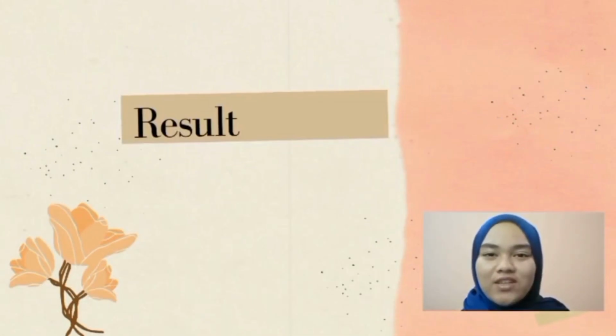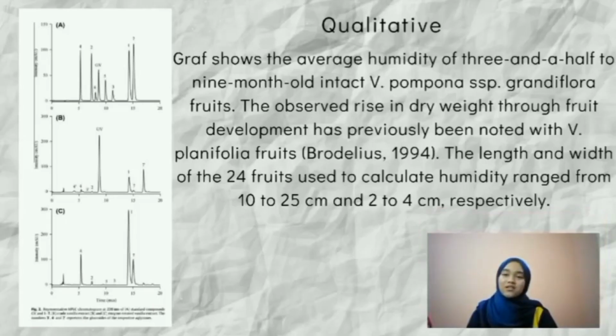Now, I will continue with the results. This is a qualitative result. The graph shows the average humidity of 3.5 to 9-month-old intact V. planifolia grandiflora fruits. The observed rise in dry weight through fruit development has previously been noted with V. planifolia fruits. The length and width of the 24 fruits used to calculate humidity range from 10 to 25 cm and 2 to 4 cm respectively.